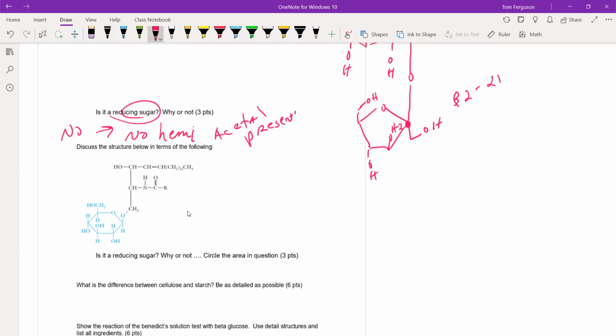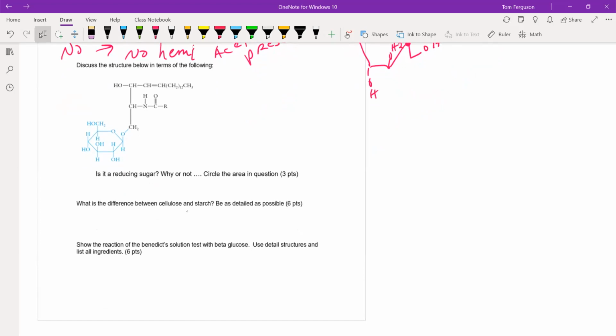Okay, so let's look at the structure. You've never seen it before. And I now printed, when my students received this test, the blue was not in blue, it was in dark gray because it's a black and white printer. So you have to identify that sugar. And what sugar is that? That is called glucose.